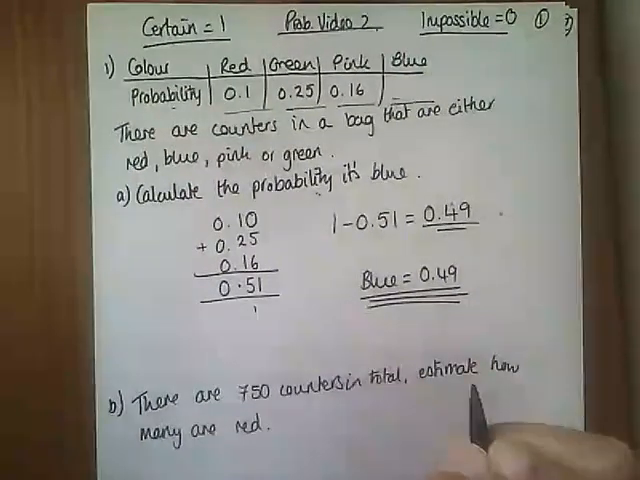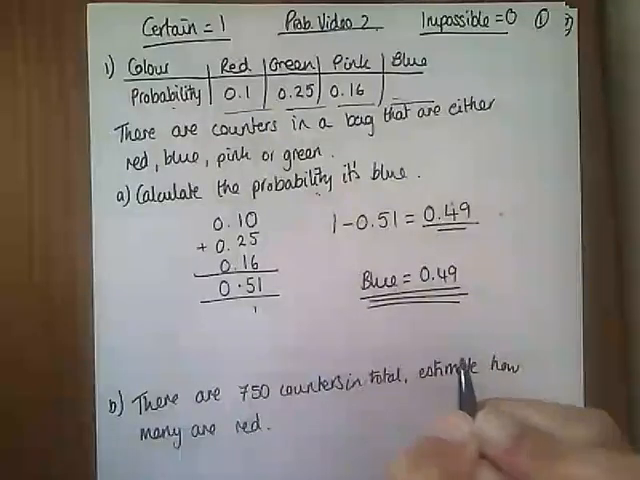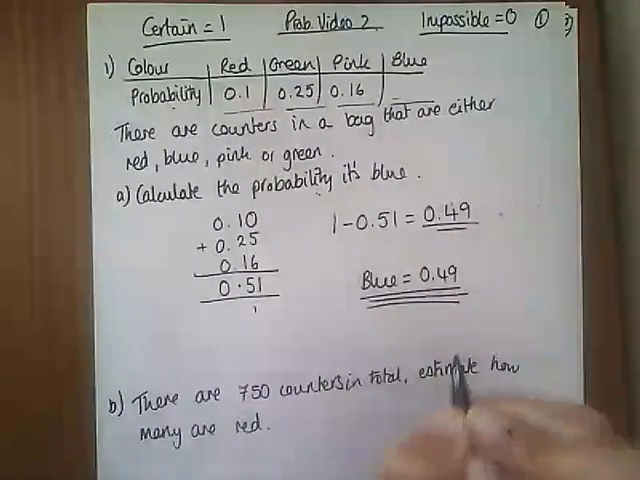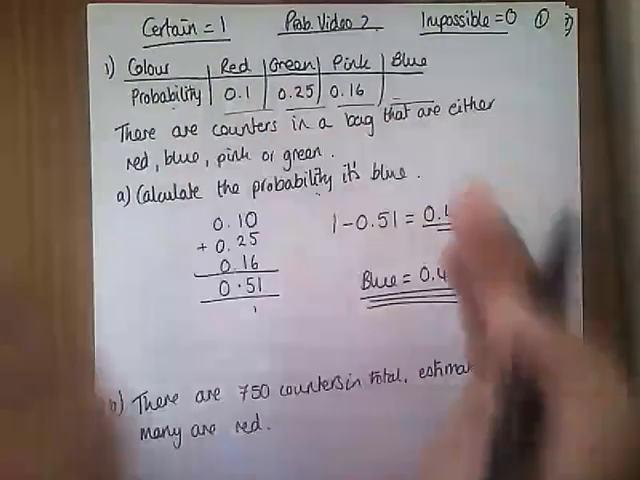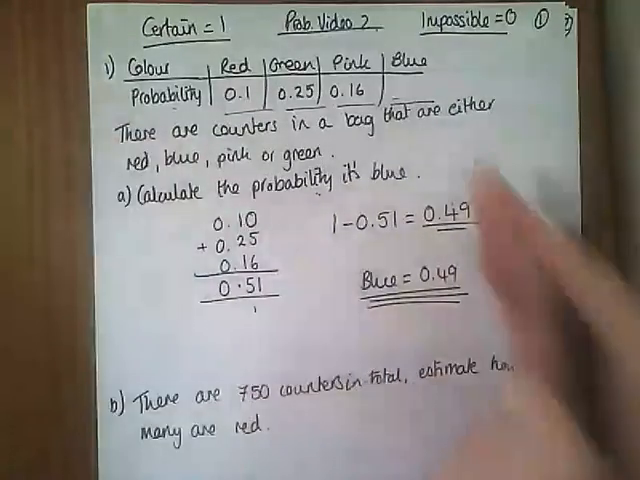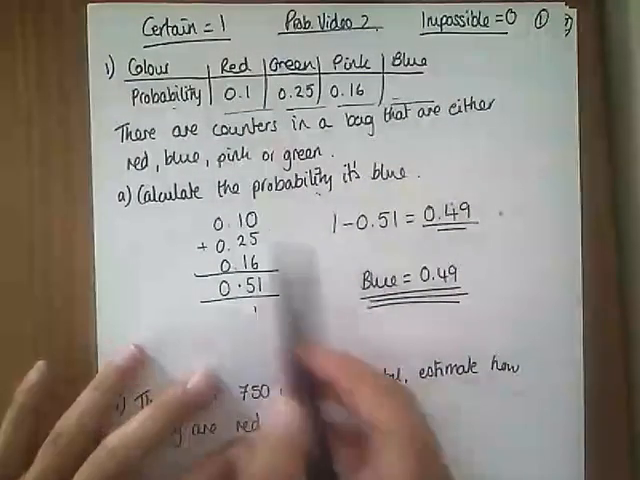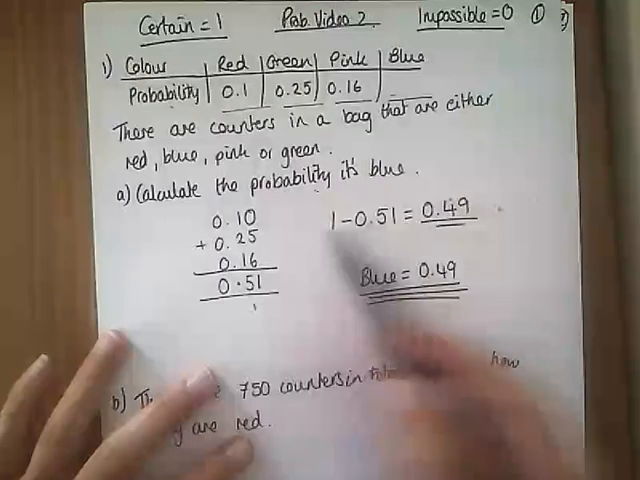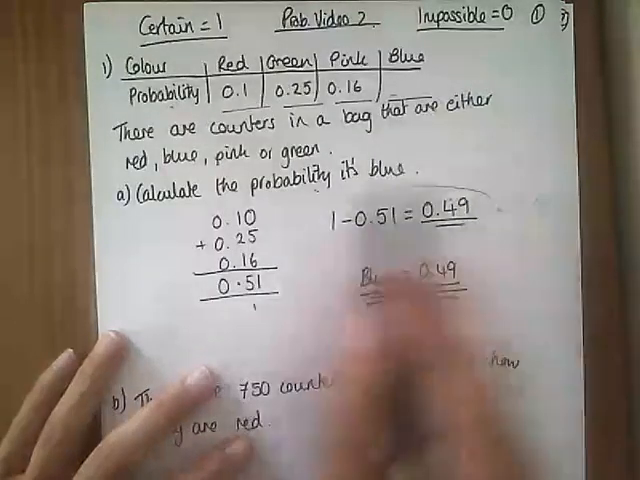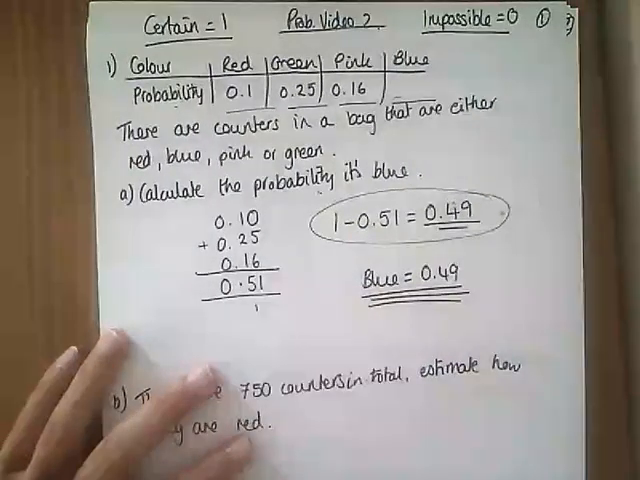Okay, 0.49. Now, it's really important, some of you will just look at this table and see the answer, okay, but it's really, really important that you show all your working, you show that you're adding it up, you show that you're taking it away, okay. If you do not write this step, you will lose a mark, okay.